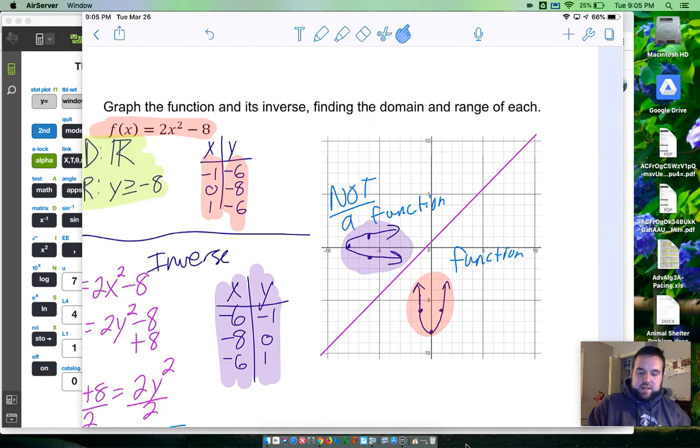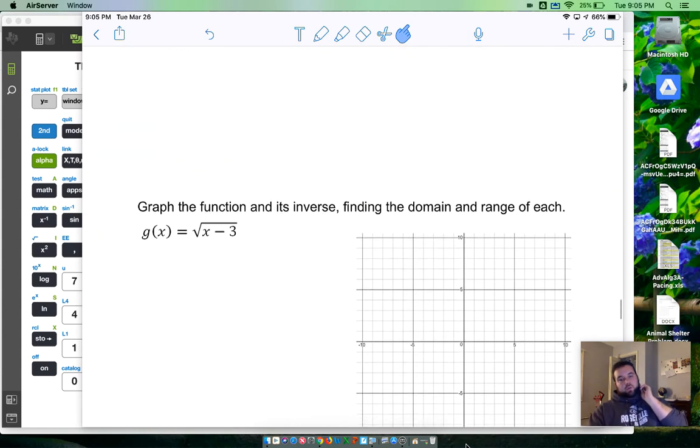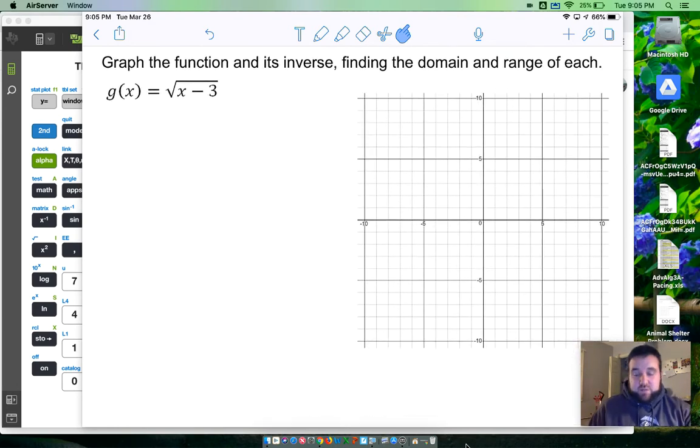There's a lot on that slide, a lot that we did, but again, just trying to explain what we're doing. We're going to run through one more, and then we'll wrap this up. 9:05, just about bedtime.